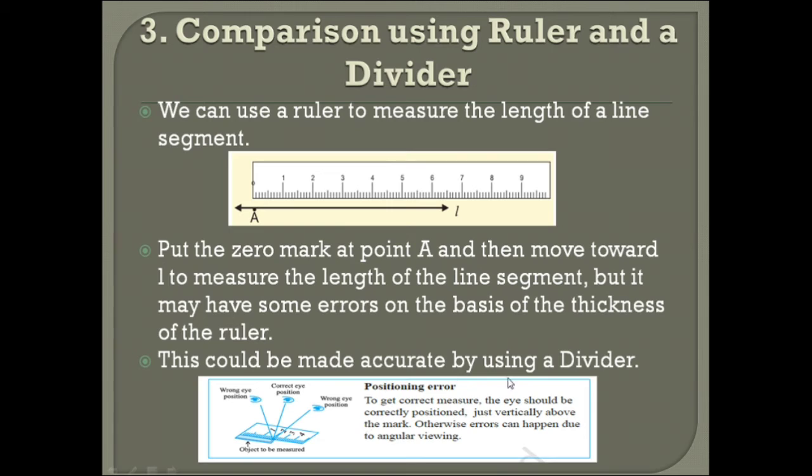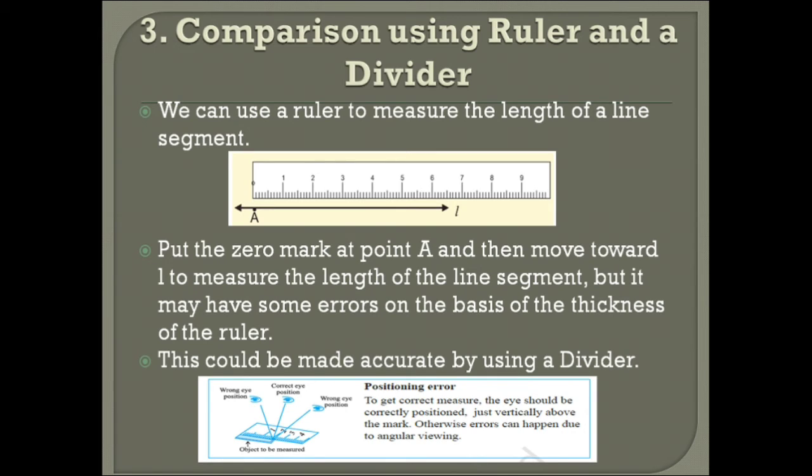But for that, let's see this one, positioning error. To get the correct measure, the eye should be correctly positioned just vertically above the mark. Otherwise, errors can happen due to angular bearing. Now see, when you are using a ruler to measure the line segment, you have to keep your eye at the correct position. You have to see vertically as shown in this picture. You do not have to see from any side. You have to just see from the center and from vertical only. So this way there will be no positioning error while measuring the line segment with the ruler.